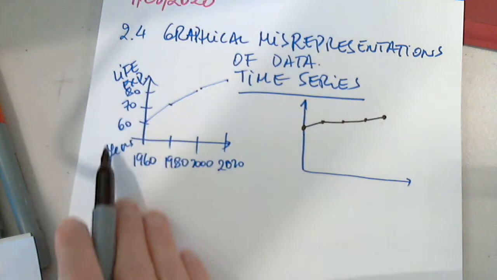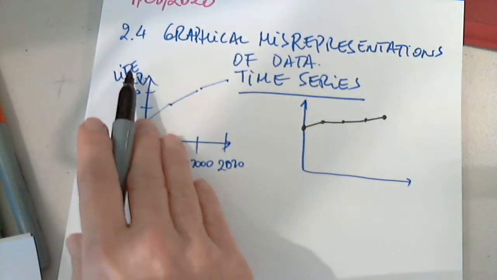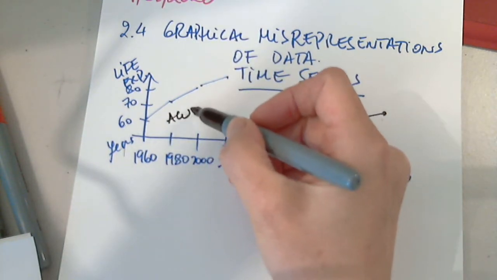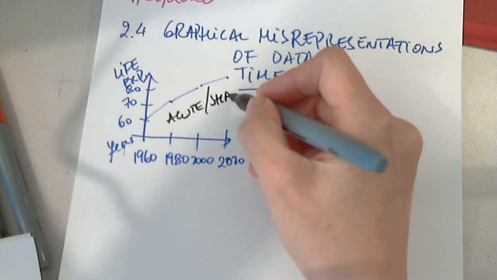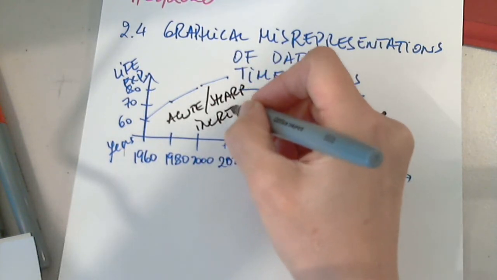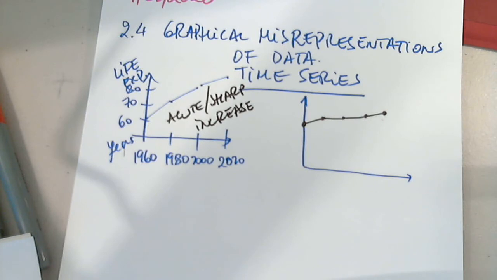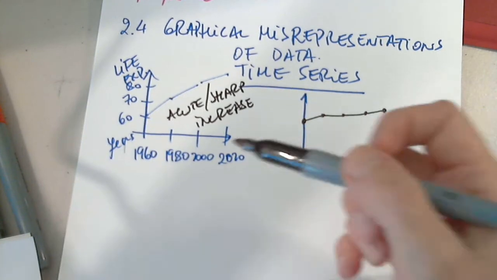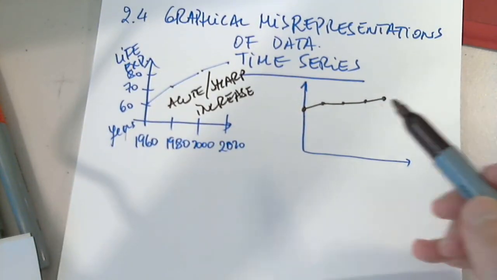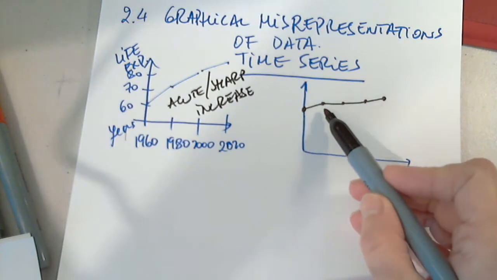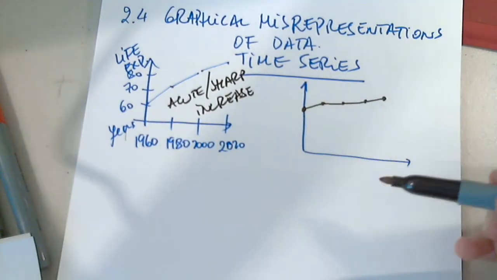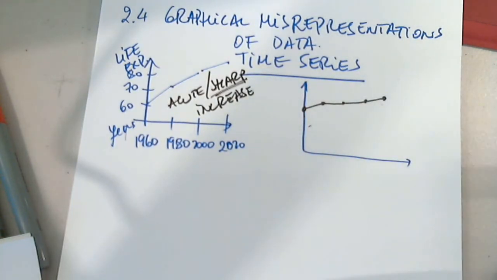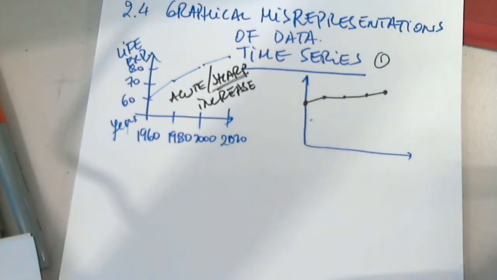Which is for the same information, everything the same, the same years, the same life expectancy. But this one shows a very acute, sharp increase. Because I want to say, oh, look, the life expectancy increased so fast over the last 60 years. But it actually didn't. It went this way, a little bit of increase. So this is a misrepresentation. I'm showing you a sharp increase, but actually it's not a sharp increase. So time series will be the first example.